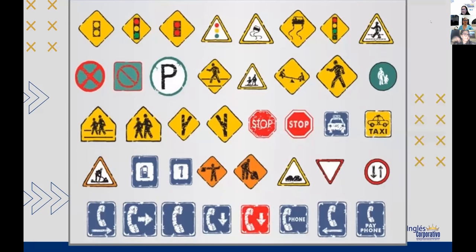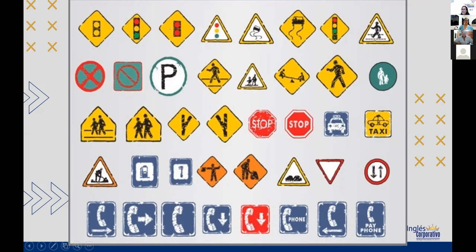I brought a few signs. Let's see how much we know about traffic signs. Actually, these are international signs. One, two, three, these are the traffic signs, right? The first one, I don't recognize it. The second one, I do. The third one? No. Maybe we don't have these types. It's a signal for the school in the United States.